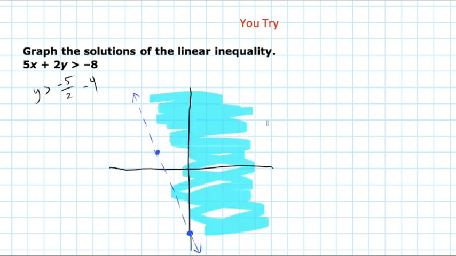So this is what yours should have looked like, and you could pick a random point. 0, 0 would have worked perfectly here. 5, 5 would have been great, and so forth, as long as it's in the blue shade but not on the line. Since this is a dashed line, we cannot say any point on that line is true.